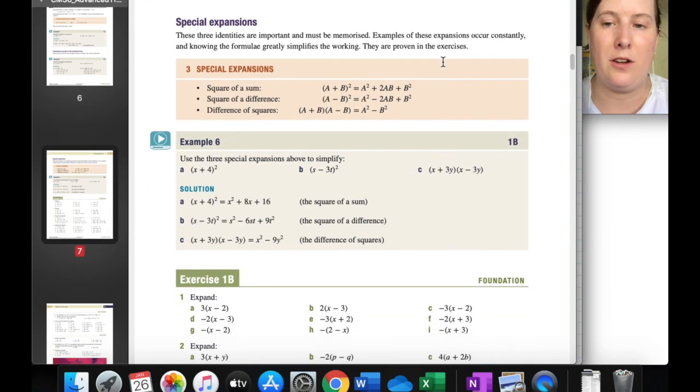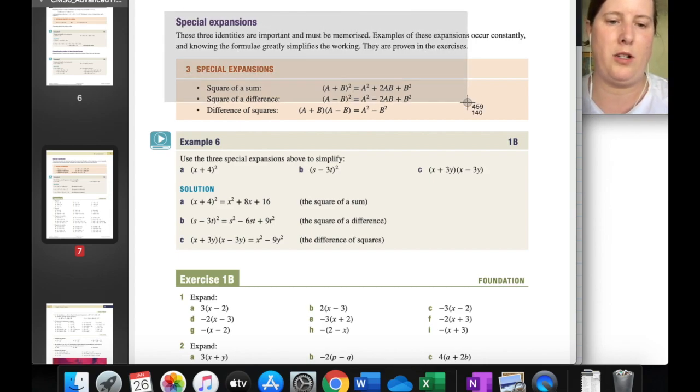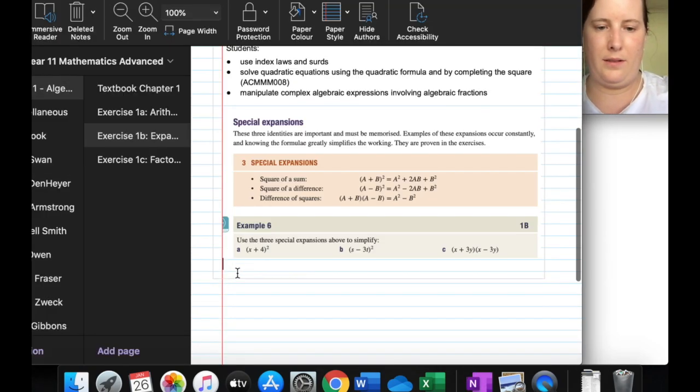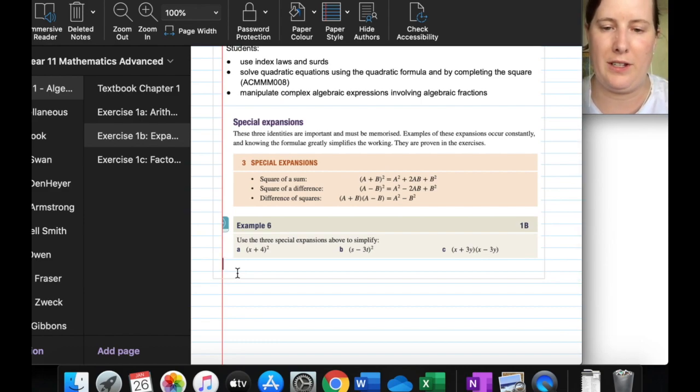Special expansions though, these are the things we did have trouble with last year, and I think that they deserve some practice this year. So let's pull these out. Special expansions. And let's have a look at some of these. So you actually know all of these.